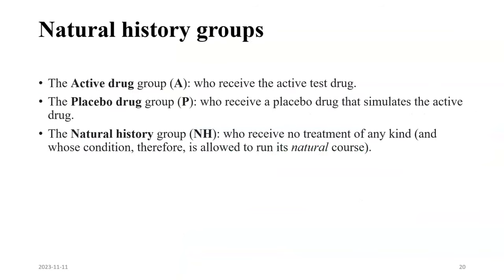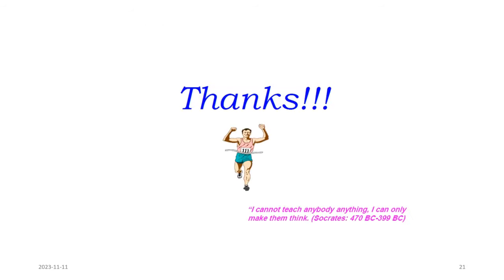And there is another group, for example, the active group who receive the active treatment; the placebo group receives a drug that simulates the active drug; and the third is the natural history group, which doesn't receive either placebo or active drug. So this is one of the examples from empirical research.